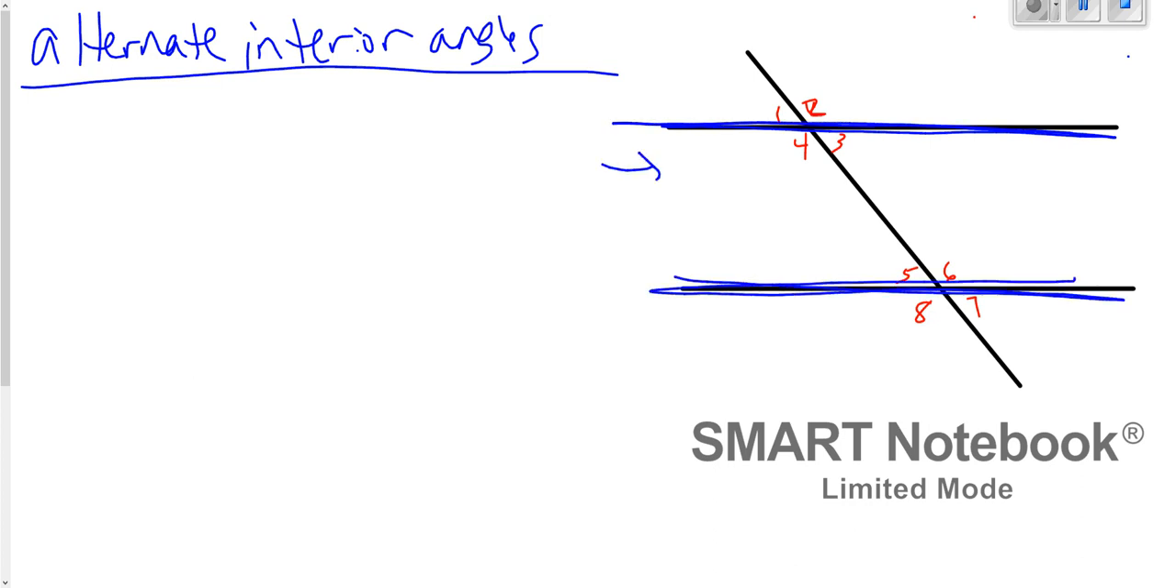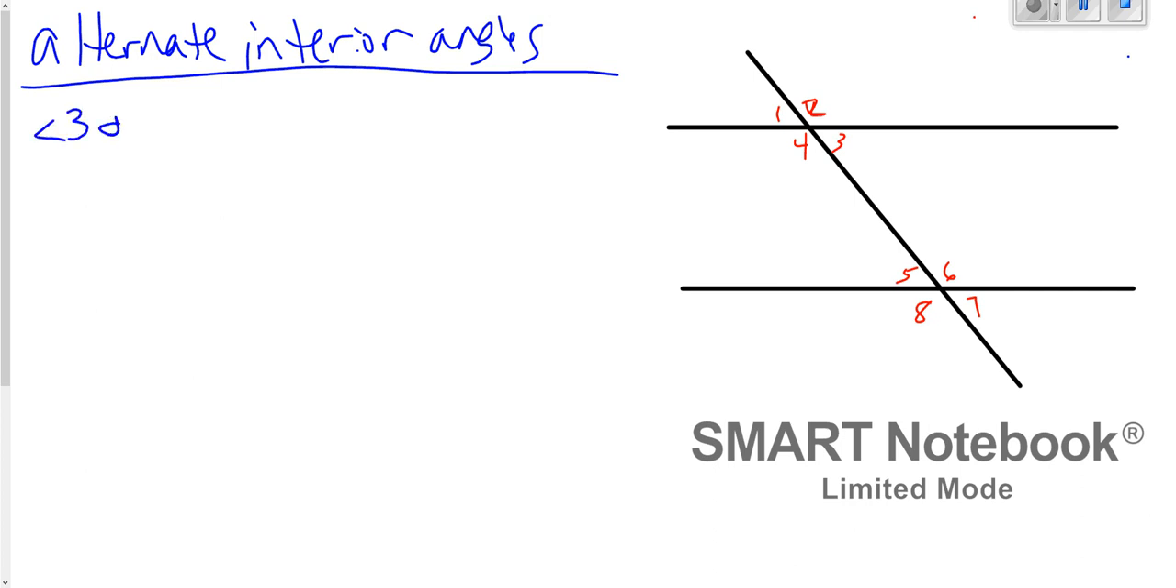lines. So in this area here, this is the inside, and you can see that 3, 4, 5, and 6 are the interior angles. Alternate interior means that the angles that are diagonally across from each other, so angle 3 and angle 5 are alternate interior, and angle 4 and angle 6 are alternate interior. And again, these two pairs are going to be congruent.